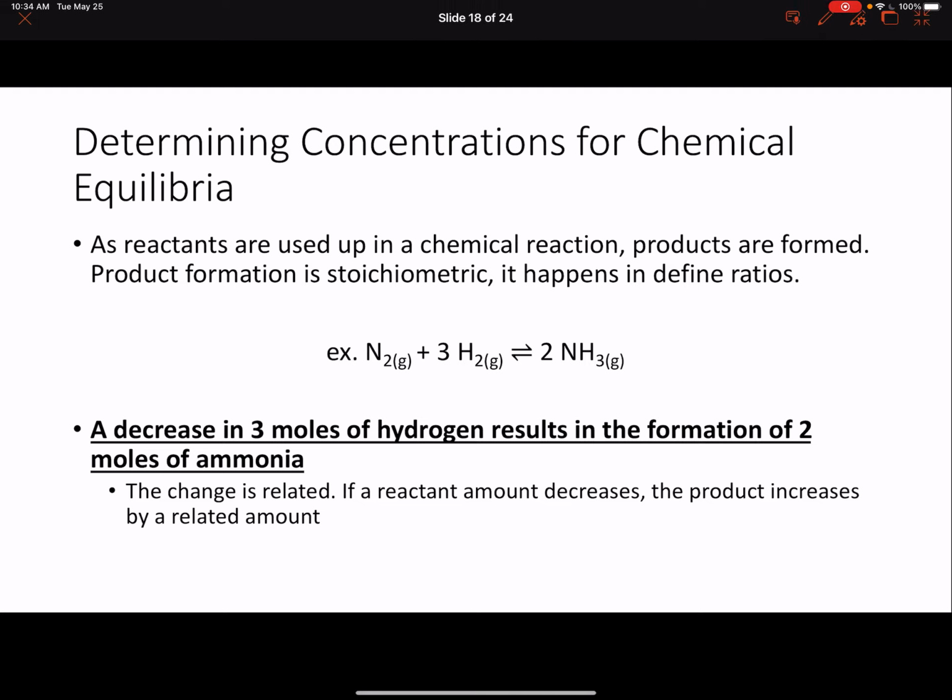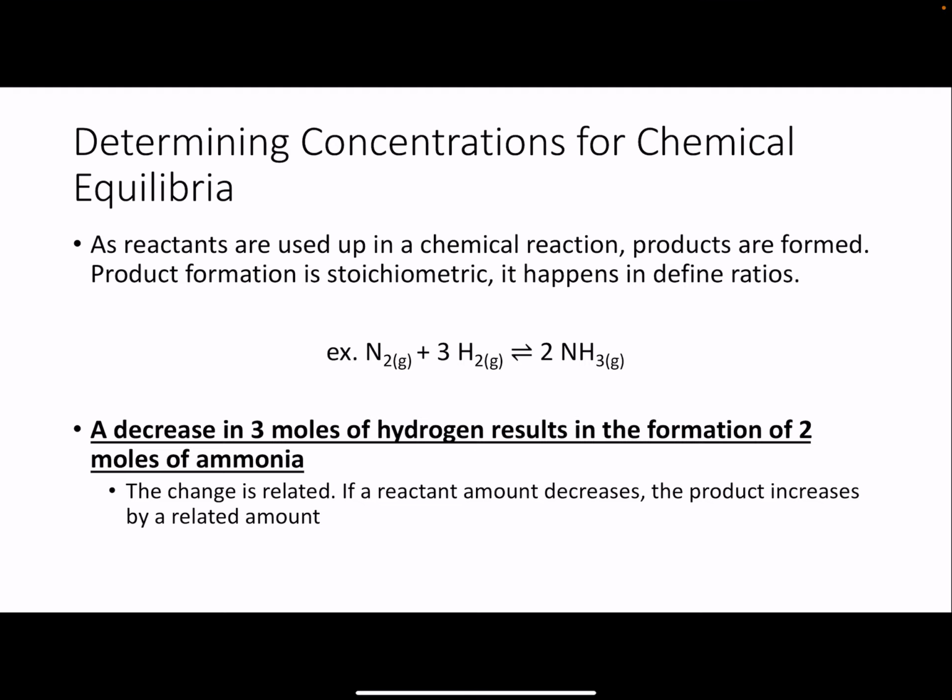In part A, we examined the theory behind what an equilibrium is. Be sure to watch that before we begin this. And we're going to use this reaction here: nitrogen plus hydrogen produces ammonia.